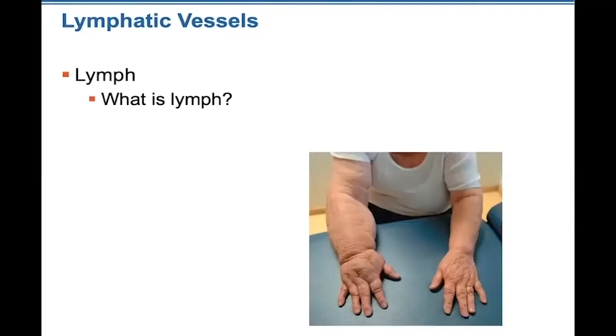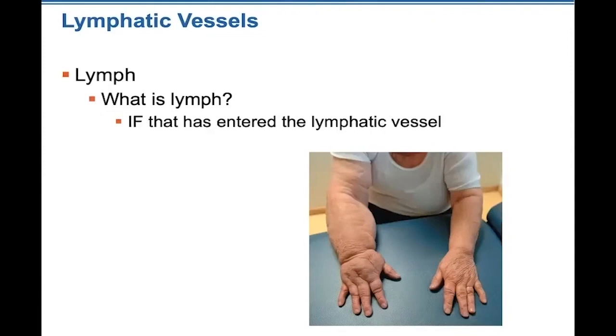What is lymph? Lymph is interstitial fluid that has entered the lymphatic vessel. Edema is the accumulation of interstitial fluid or tissue fluid. If it involves a lymphatic vessel or a lymph node, it is called lymphedema.